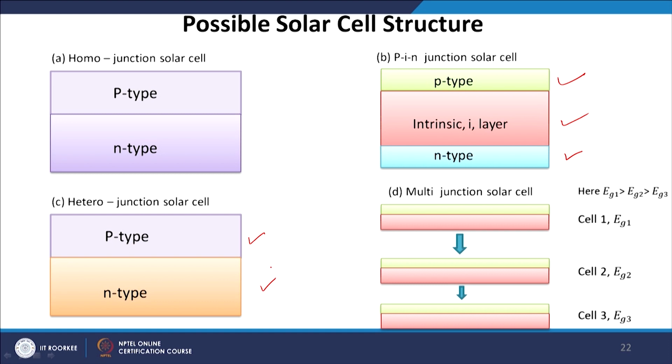And then there are multi-junction solar cells, which are actually a combination of 3-4 cells, cell 1, cell 2, cell 3 with different band gaps Eg1, Eg2 and Eg3. We have to make sure about the band gap matching, that is Eg1 greater than Eg2 greater than Eg3, and we can connect them in series or in parallel to make a multi-junction solar cell.